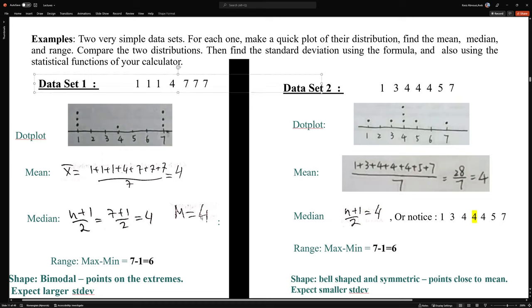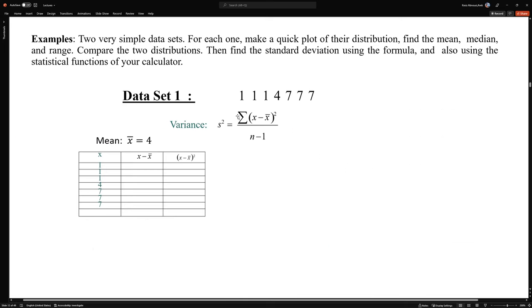So we compared with the mean, and here all the values are very close to our mean, which is 4. They are not far, they're very close. That's why we already know beforehand that the standard deviation of data set 1 will be smaller than the standard deviation of data set 2, because they deviate less. But let's calculate it in practice to see how it's calculated.